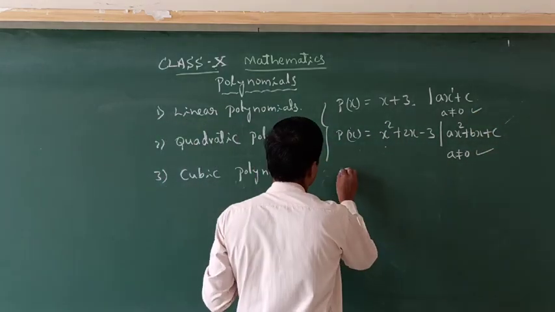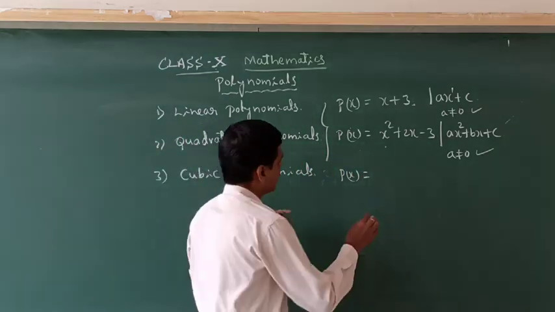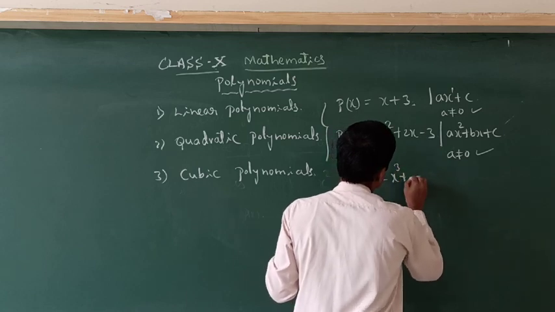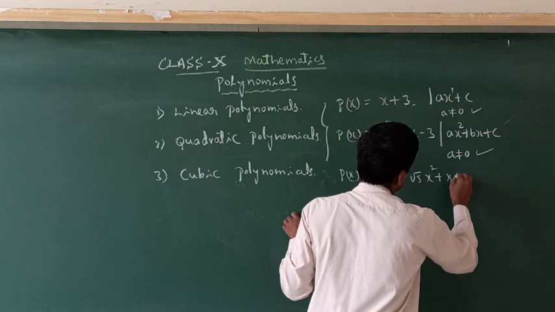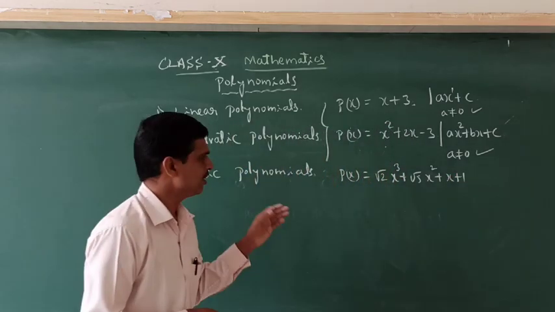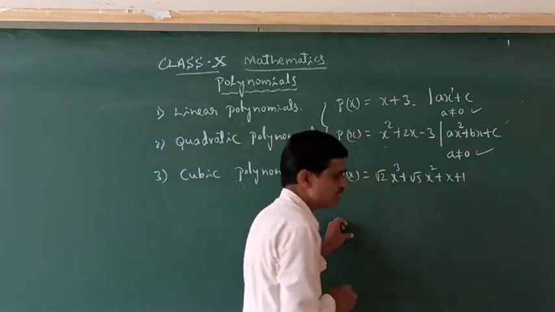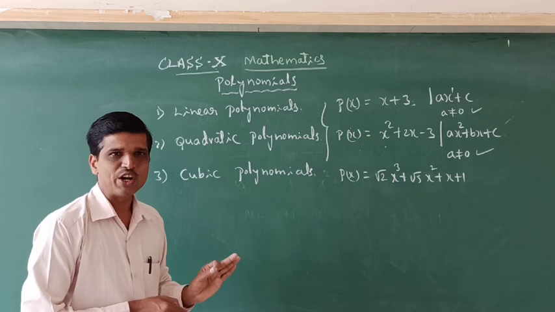So in this, you already know that there are many examples of polynomials. Consider any one of the examples: square root 2 of x cube plus square root 5 of x square plus x plus 1. Consider this one example for a polynomial. Here, which is the greatest power? 3. That is why it is known as a cubic polynomial. The degree of the given polynomial is 3.